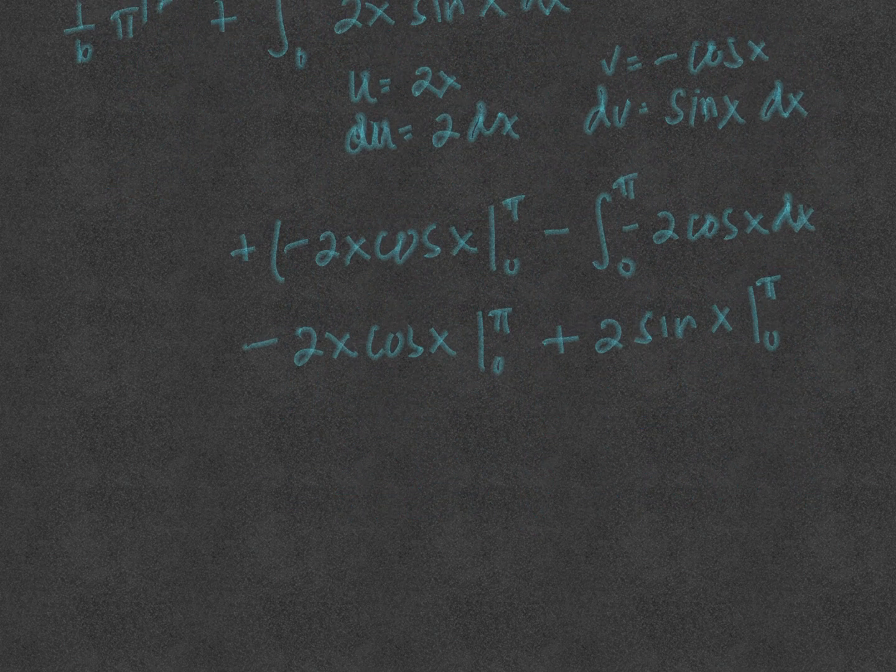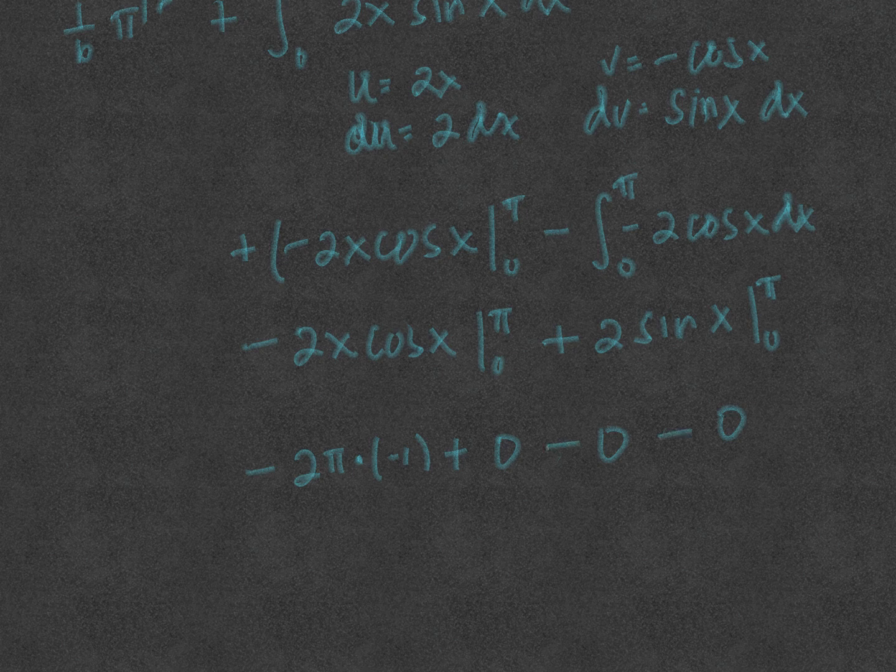So we have negative 2 pi, and cosine of pi is negative 1, plus 2 times 0, so we're just going to put a 0 here, plus 2 sine of pi. Sine of pi is 0, and sine of 0 is 0. Oh, these are both minuses. I knew there were zeros, so I didn't think about the signs, but you should do good math at all times. So this is minus 0, minus 0.